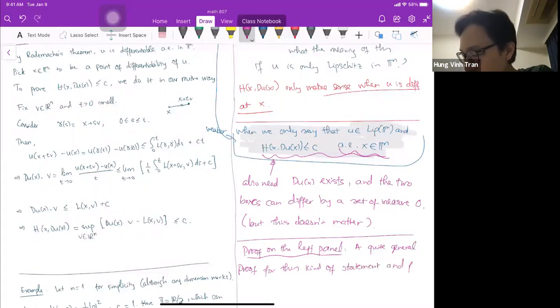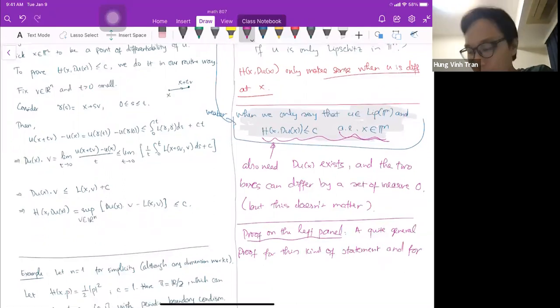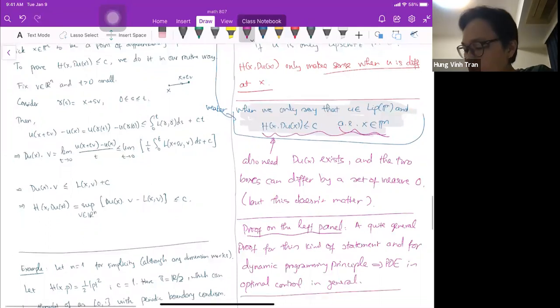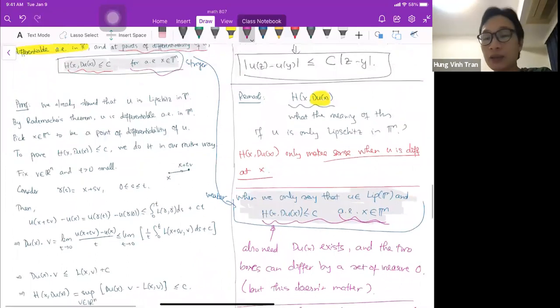It is the proof for the dynamic programming principle implying the PDE result, in optimal control in general. So keep this proof in your mind. You might end up using it later on in a totally different context. It's a very simple thing because the key point is always that you need to go from a certain action functional, certain integral formulations, to a PDE.